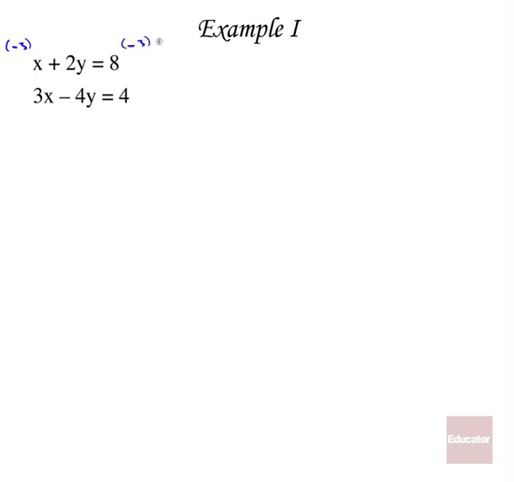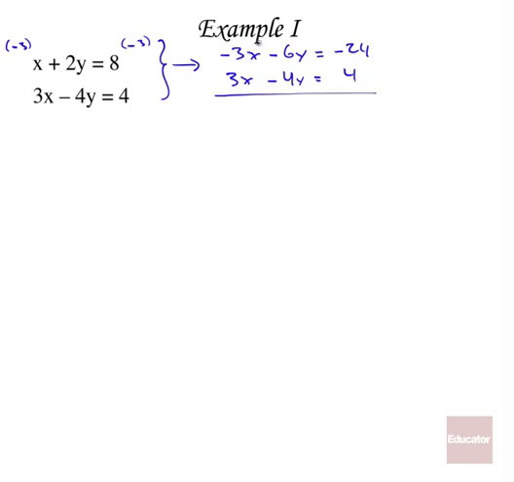So what this ends up being is minus 3x minus 6y equals negative 24. And of course, this equation, we just leave it alone. We don't need to make any changes to it. 3x minus 4y equals 4. And now we can go ahead and add them.